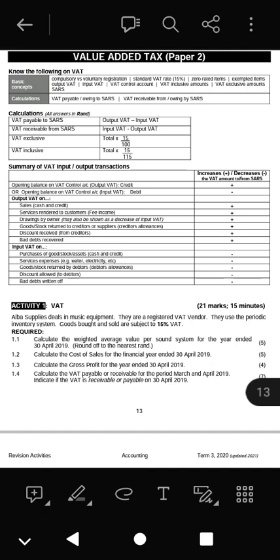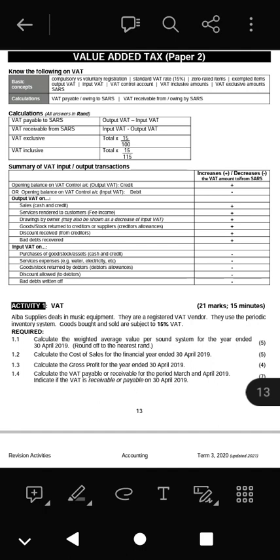Okay, let's now look at the last part, the summary of VAT input and output transactions. I would want you to master these transactions and you will never go wrong whenever you are doing the calculations for VAT. This is everything that you need to know and to understand on VAT, so that you can never find any question in grade 12 that can give you any problem.